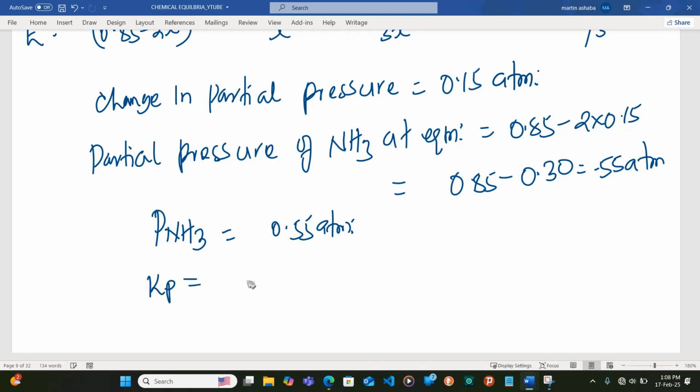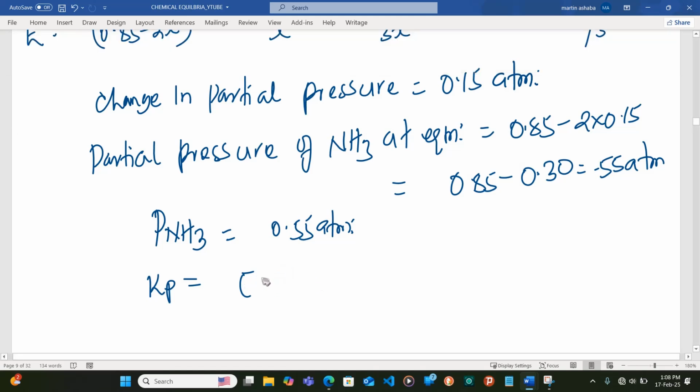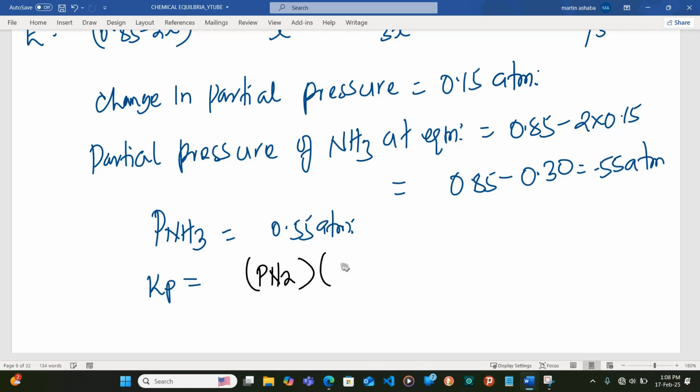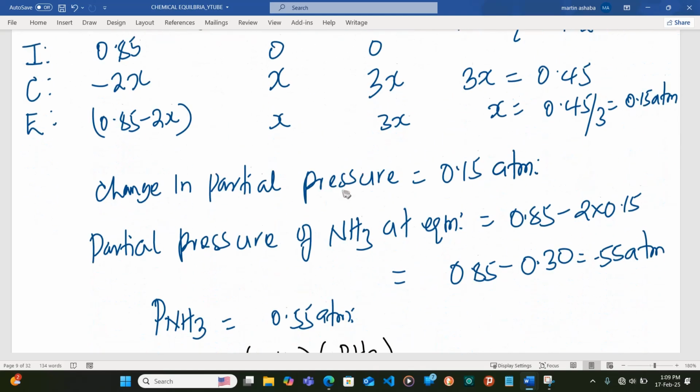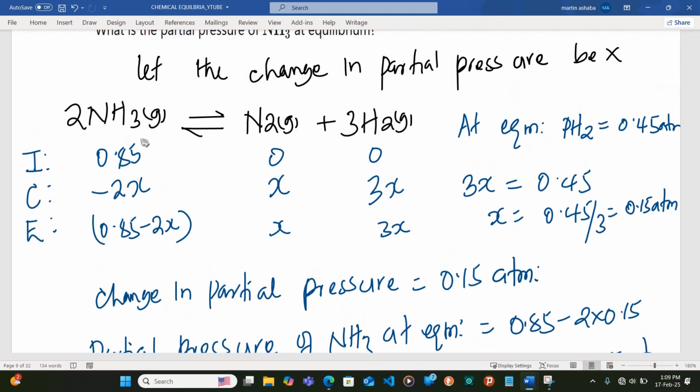Then Kp is equivalent to the partial pressures of the products divided by the partial pressures of the reactants. So this is going to be the partial pressure of nitrogen times the partial pressure of hydrogen, and remember, this is raised to a power of 3, divided by the partial pressure of ammonia, which is raised to the power 2 because that is the stoichiometric factor in the chemical reaction equation.